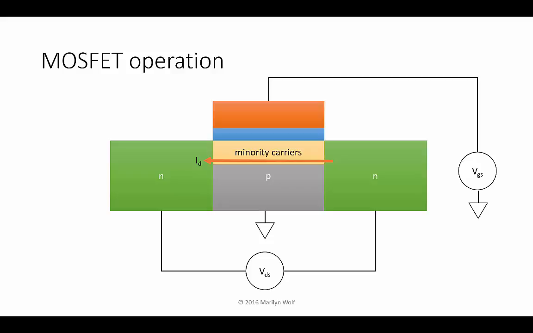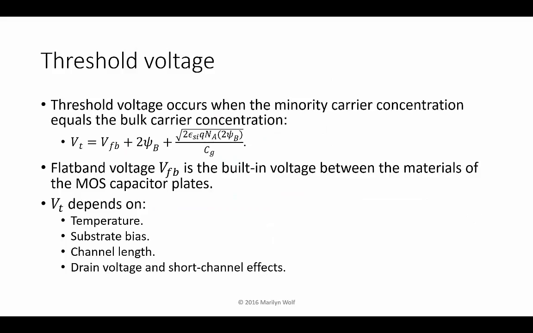Now we want to find a model that describes the relationship between the gate to source voltage, the drain to source voltage, and the drain current. First thing we need to understand is the threshold voltage. The transistor does not conduct at all below the threshold voltage. We can derive a formula for the threshold voltage that depends upon several parameters. It depends upon temperature, it depends upon the bias voltage of the substrate, depends upon channel length, and also depends upon drain voltage and several other physical effects.